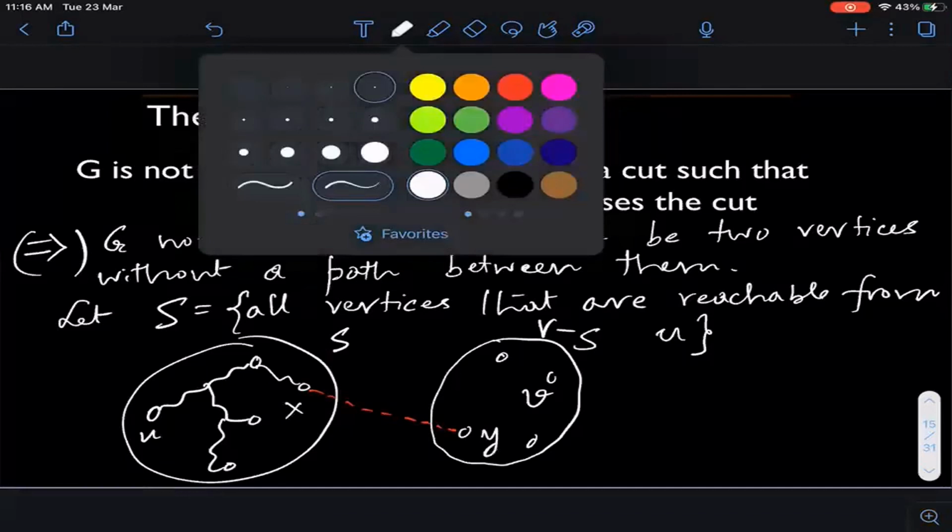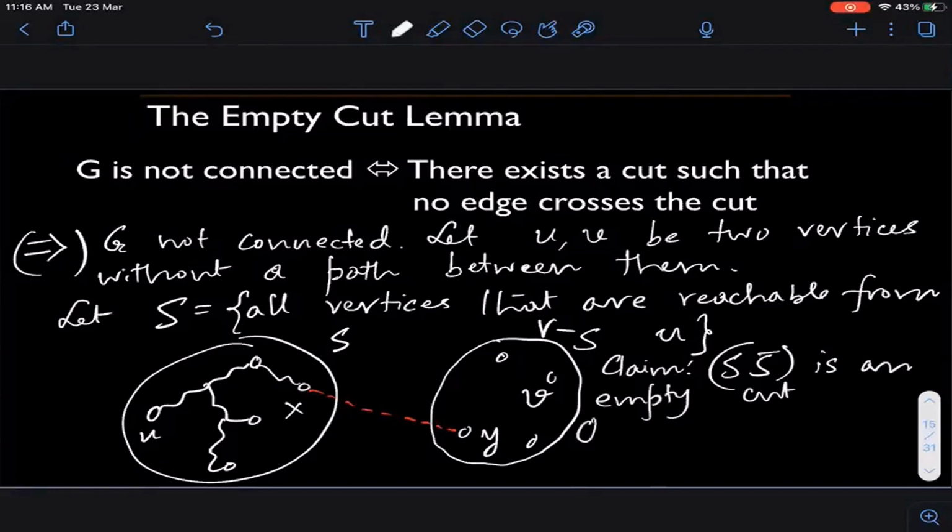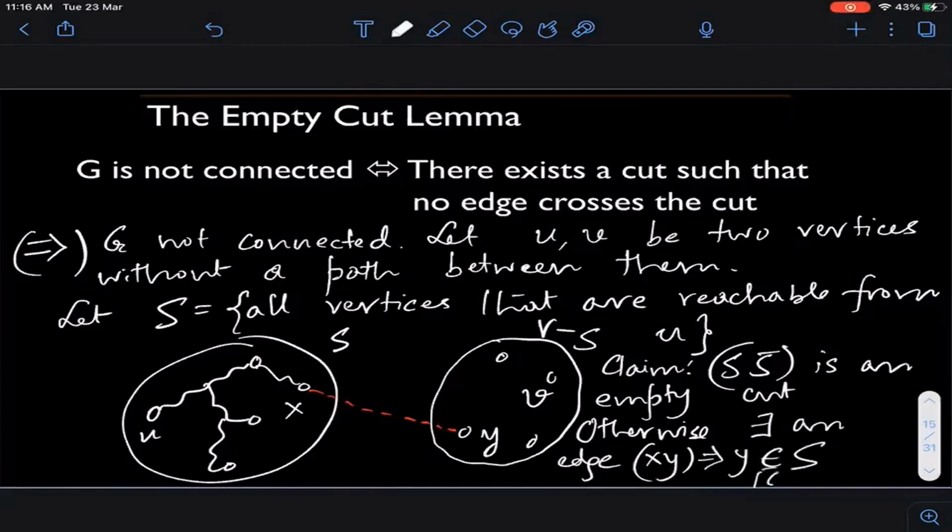So let's just write this down. Claim is: S, S bar is an empty cut. Otherwise there exists an edge xy. This implies y belongs to S, which is a contradiction. Okay, हो गया? Any doubt?